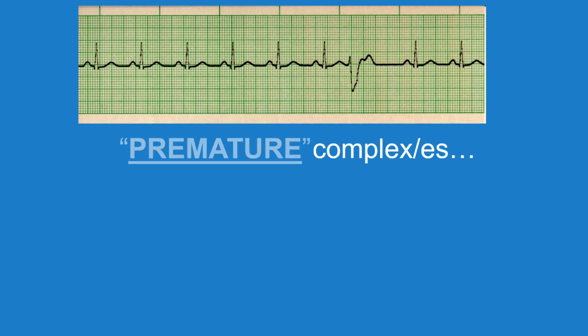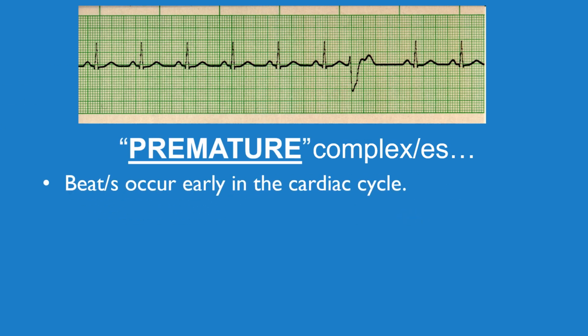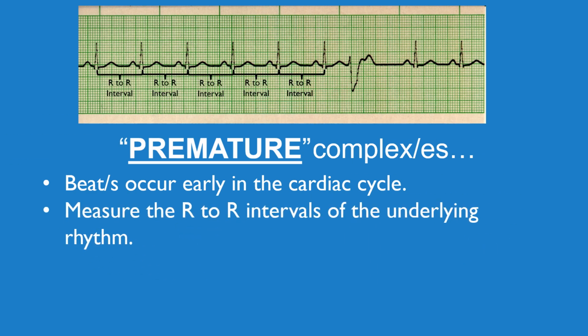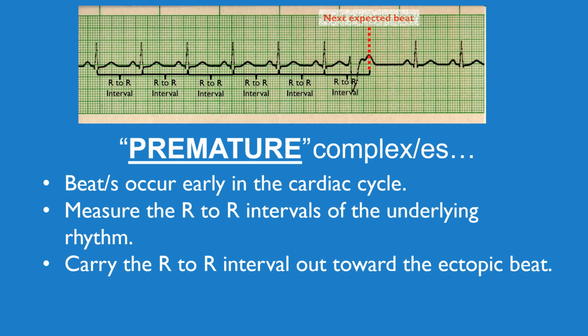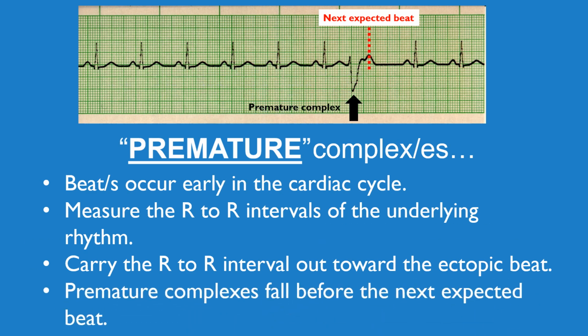So I want to talk about how we determine if a rhythm or a beat is actually a premature complex. By definition, a premature complex is a beat that occurs early in the cardiac cycle. The way that we determine if it's coming early or late in the cardiac cycle is we want to measure the R to R intervals for our underlying rhythm. Once we have that R to R interval, then we can carry that interval across where the ectopic beat is. And if that beat occurs before the next expected beat, it's a premature beat. And if we look at our premature beat here, we know that it is coming before our next expected beat. So that's what makes this beat premature.